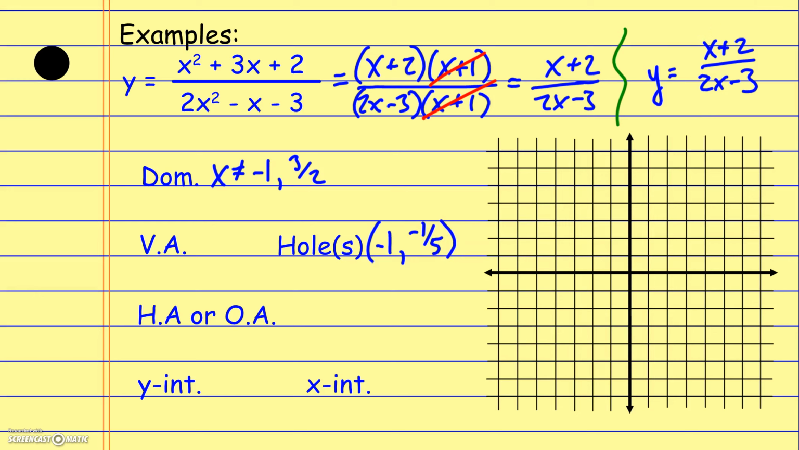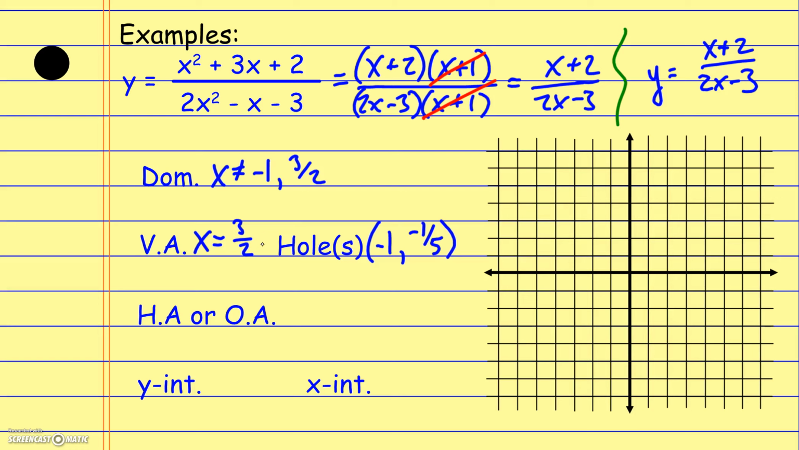Now I look at the next domain restriction. Again, this domain restriction, the 3/2, is either a vertical asymptote or a hole in the graph. Well, that 3/2 came from the 2x minus 3. Since it did not get canceled out, it means that that 3/2 is a vertical asymptote. If it gets canceled out, it's a hole in the graph. If it doesn't, it's a vertical asymptote. So my vertical asymptote for this one is x equals 3/2. Okay?